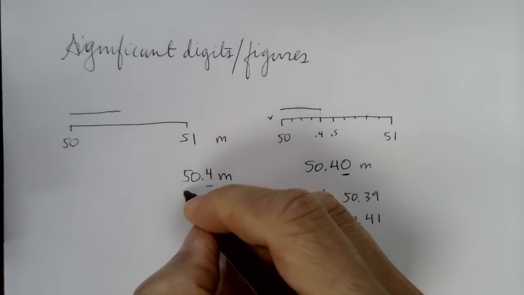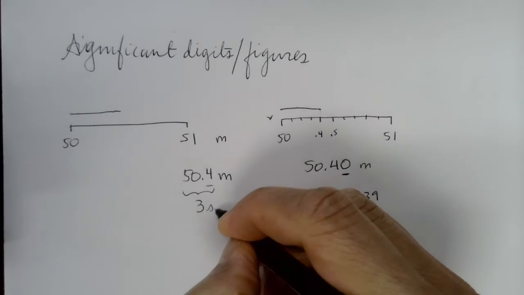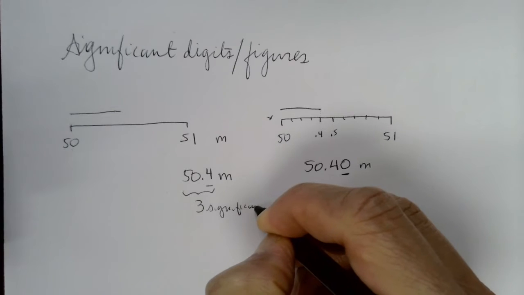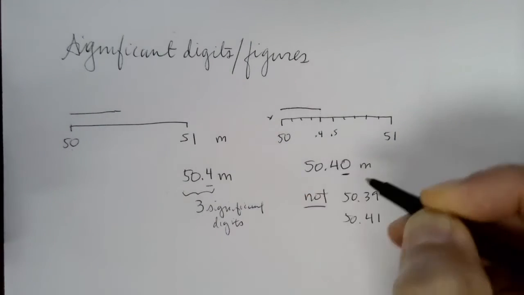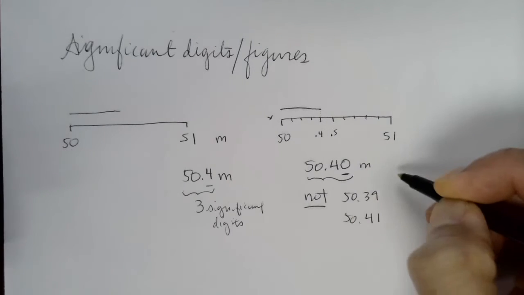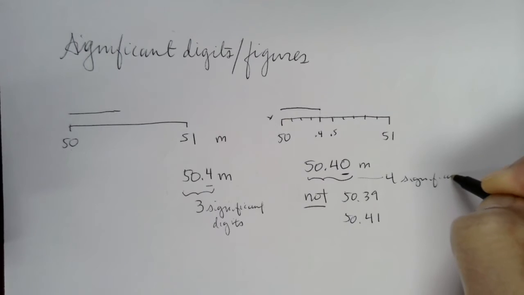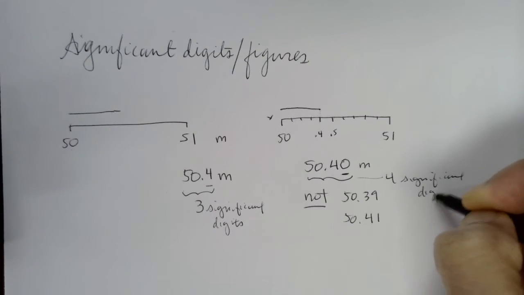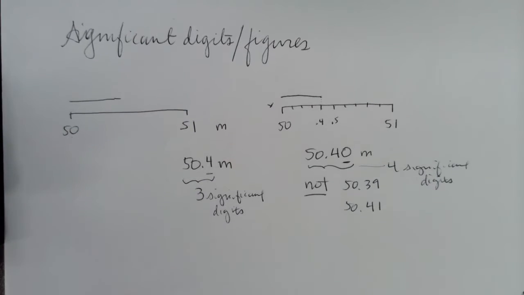Okay, so this has 1, 2, 3 significant figures that carry information. Figures are digits. This one has 4 significant digits. Okay, including the one that I am making my best guess at. And this is all part of being accurate and honest in science about what I know and what I don't know.